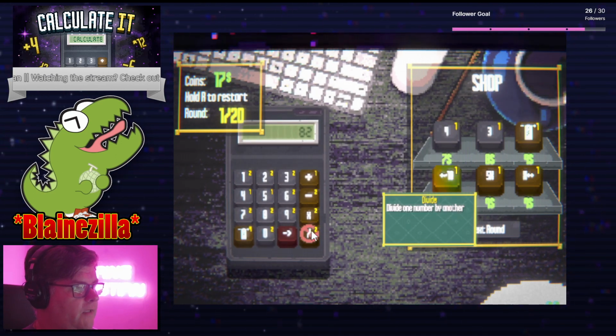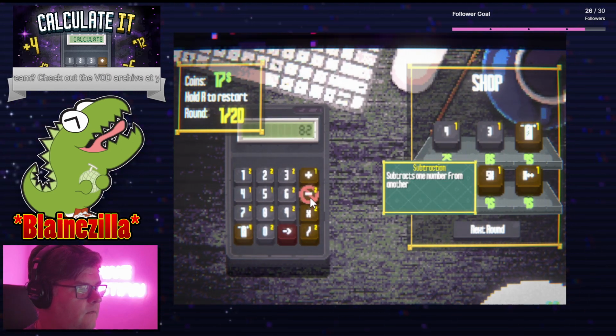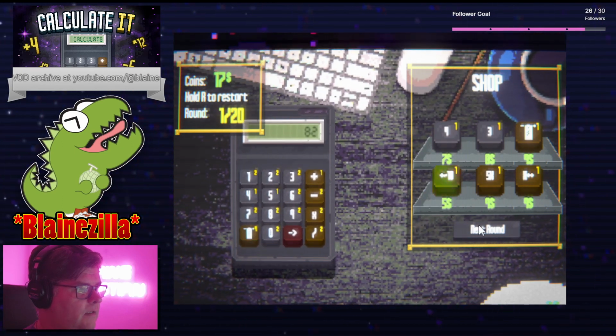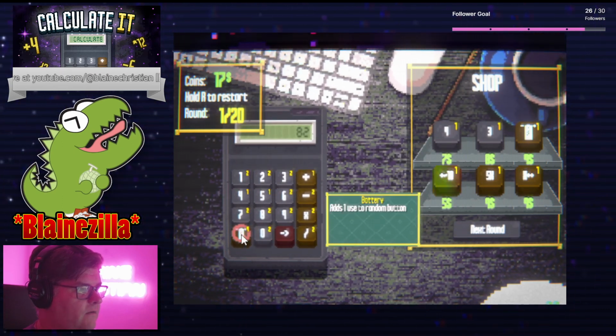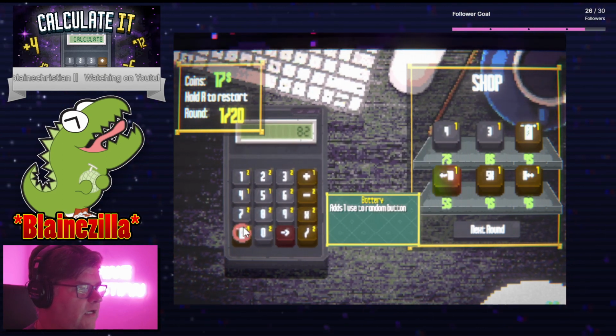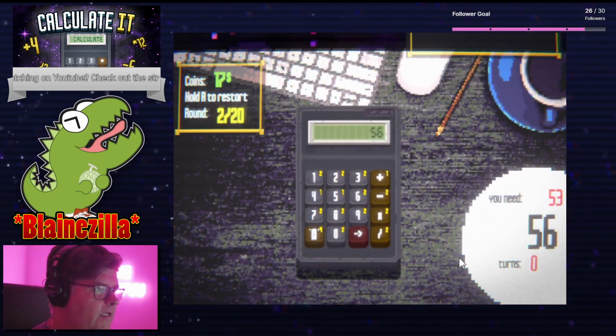But what would I replace that with? We have divide, we have a multiply, we have subtract. We could replace it, but I don't know. I think I'm just gonna skip to the next round. Adds 1 use to random number. We're not gonna buy anything right now. I'm not ready. I'm not ready to commit.